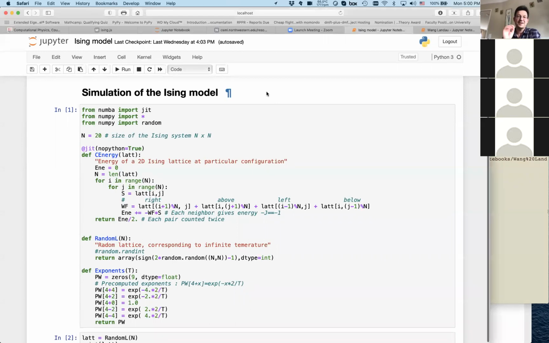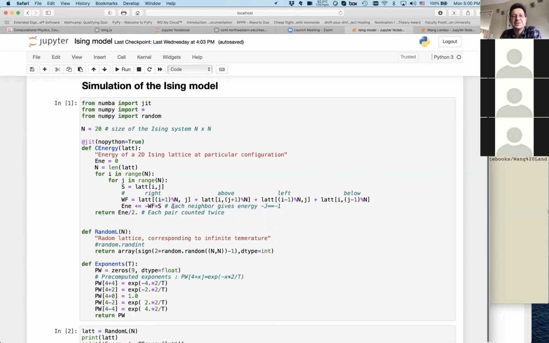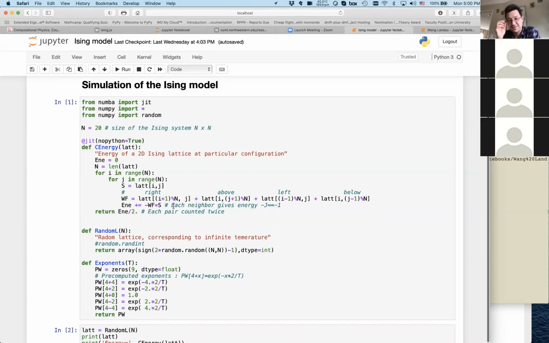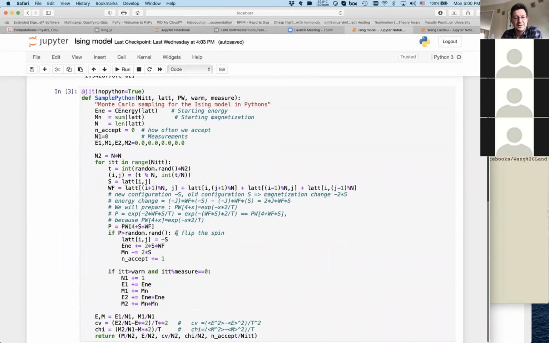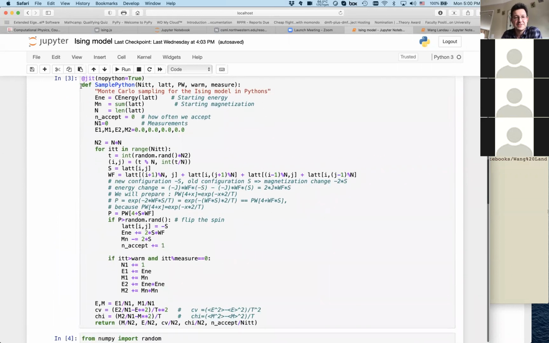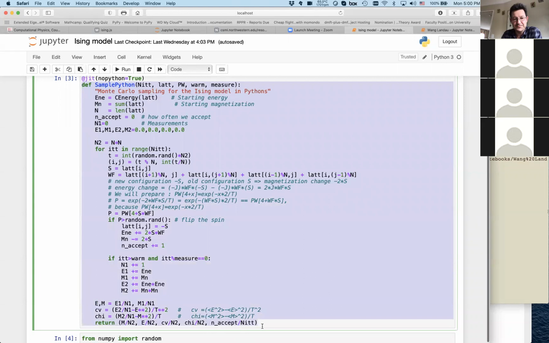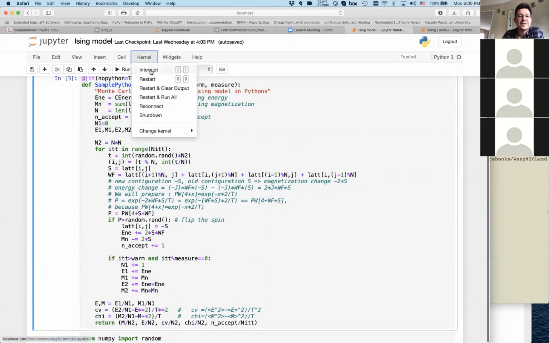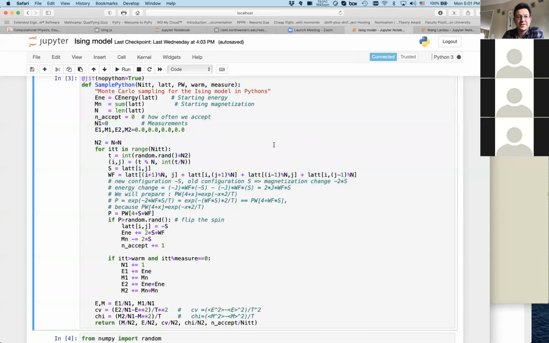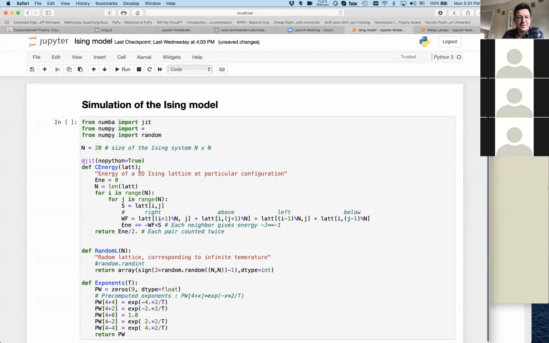Welcome back. So last time we were discussing simulation of the Ising model with classical Monte Carlo. I was explaining the simulation, this simple Python routine. So let me restart the kernel and restart and clear output. Let me do this so that we start from fresh.